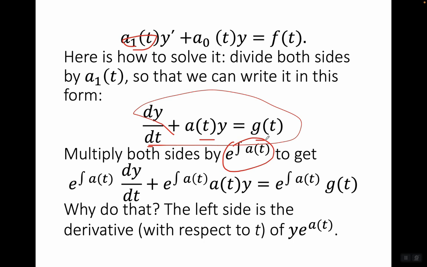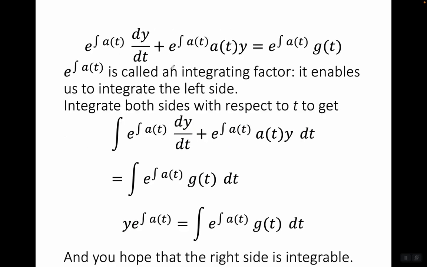So why on earth would we multiply both sides of the equation by this thing, this integrating factor, e to the integral a of t? It's because the left side is the derivative of y times e to the integral a of t. You can do the math if you want to, but that left side is just the derivative of y e to the integral a of t. So the integrating factor enables us to integrate both sides.